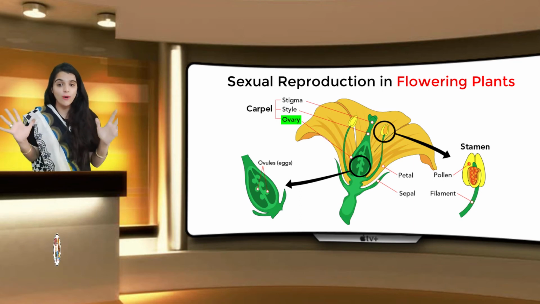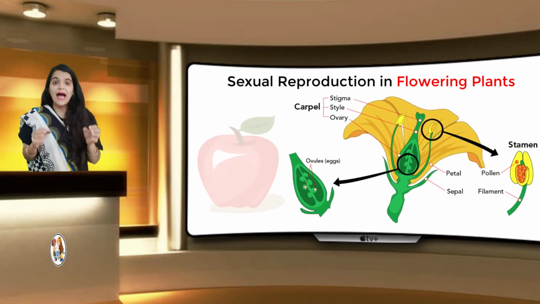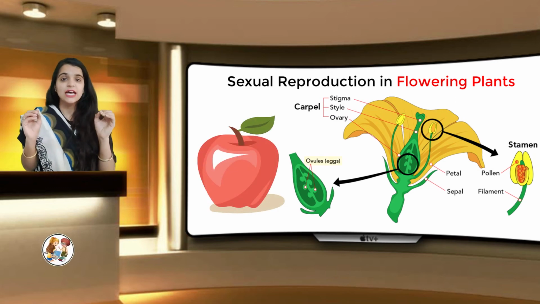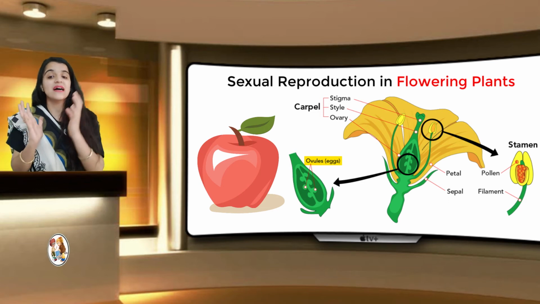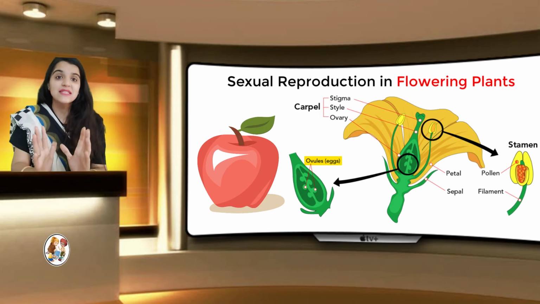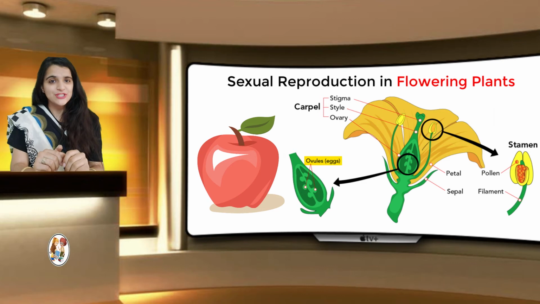Okay, the next is that the ovary part of the carpel gets transformed into the fruit, whereas the ovules, what do they do? They transform into the seed after fertilization, students.